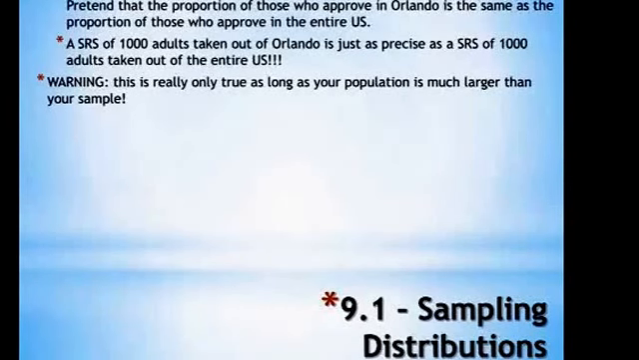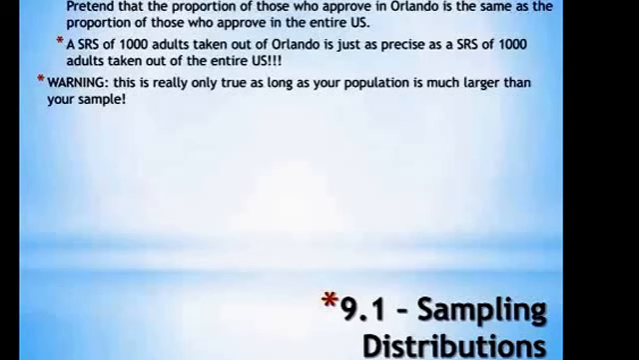So think about it. Consider an opinion sample about the president's approval ratings and pretend that the proportion of those who approve in Orlando is the same as the proportion of those who approve in the entire U.S. An SRS of 1,000 adults taken out of Orlando should be just as precise as taking an SRS of 100 adults taken out of the entire U.S. or 1,000 adults out of the entire U.S. because Orlando has the same proportion as the entire U.S. This is really only true as long as your population is much larger than your sample.